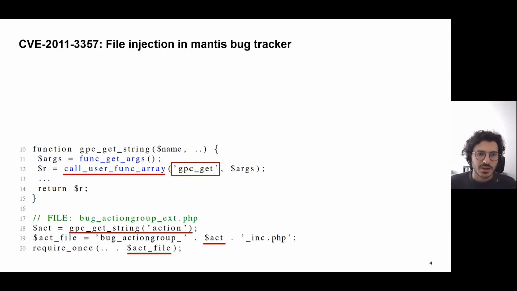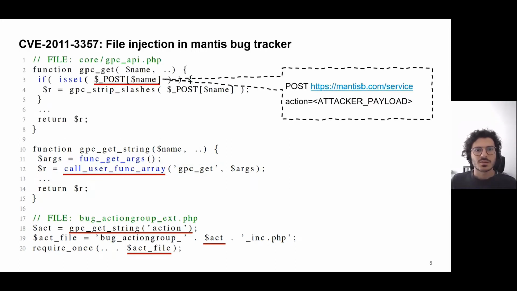So the GPC get will be called, and inside this GPC get there's a source, and this source will return from this function. So the attacker can pass a value, and this value will not be sanitized, and will go to the including file. So he will be able to control which file will be included.